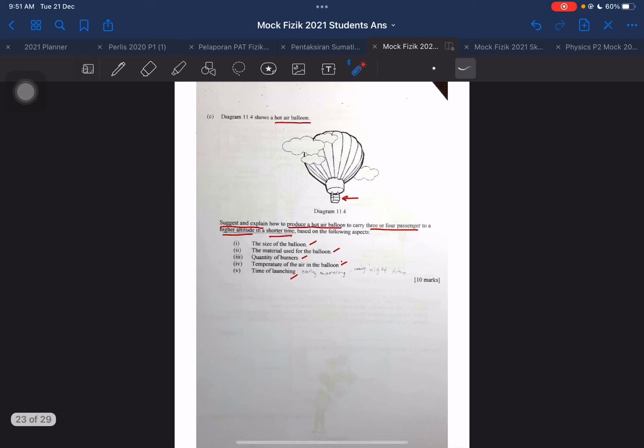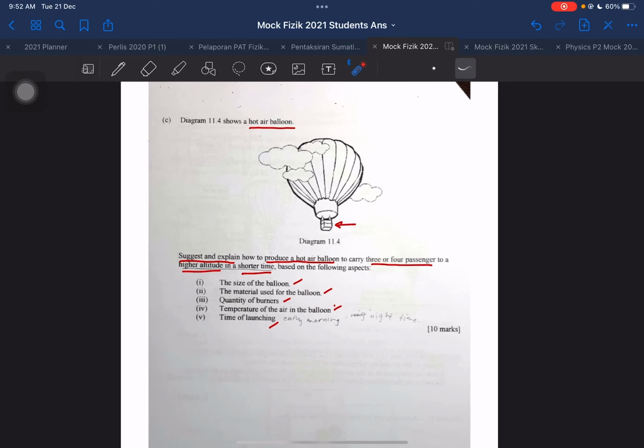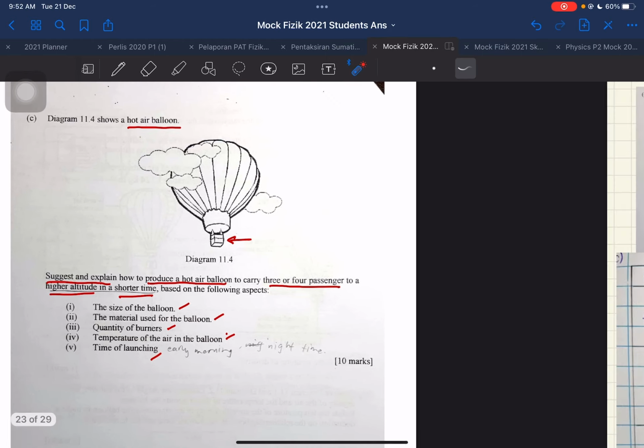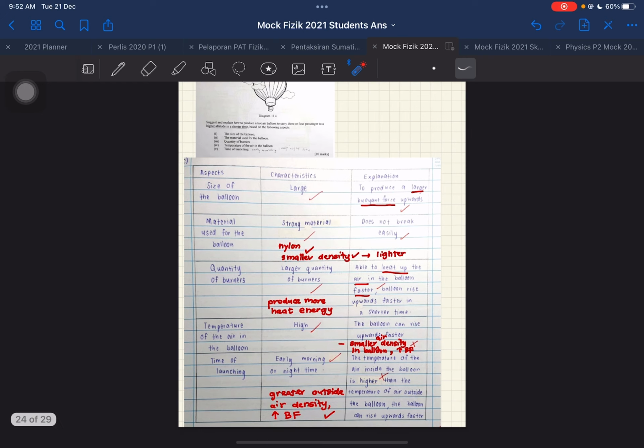Alright, so I really hope you can understand this. Then whenever you answer question like this, make sure you follow the technique that I already give you. Just like this question, make sure you write in table form. Table form like this.